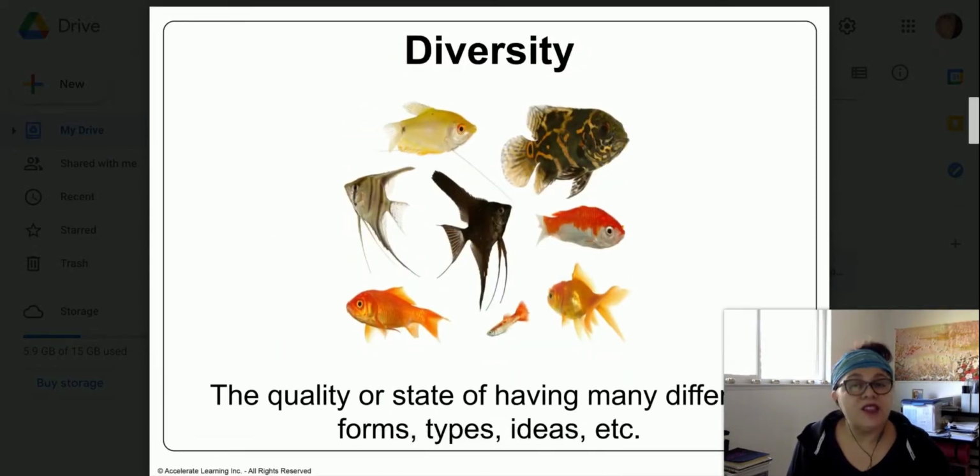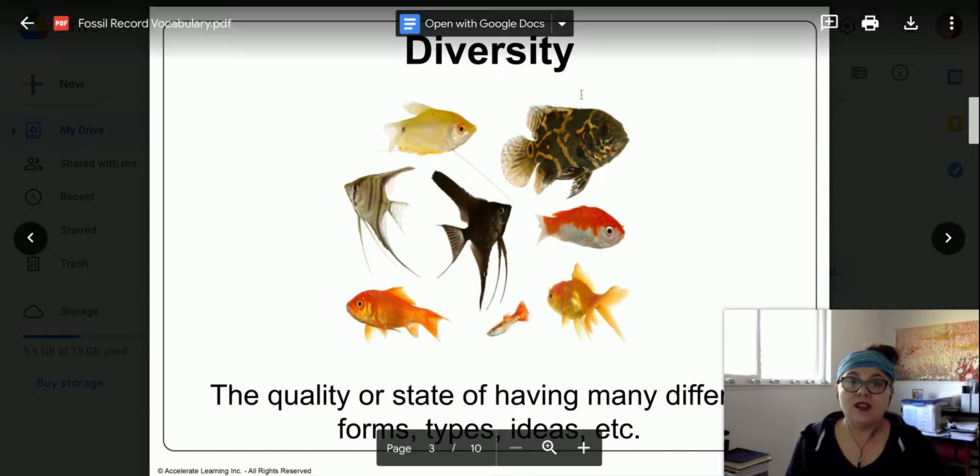The next word we have is diversity. We've been hearing this word a lot lately, okay? Diversity is having many different types or many different forms of a similar thing. Like people, we're all different colors, we're all different sizes, we come in different diversity. There's many different kinds of us, just like there's many different types of fish, many different types of goldfish even, okay? So it's having a lot of different kinds of something. Perspectives, ideas, not just how we look, but different ways of thinking, okay? Diversity.